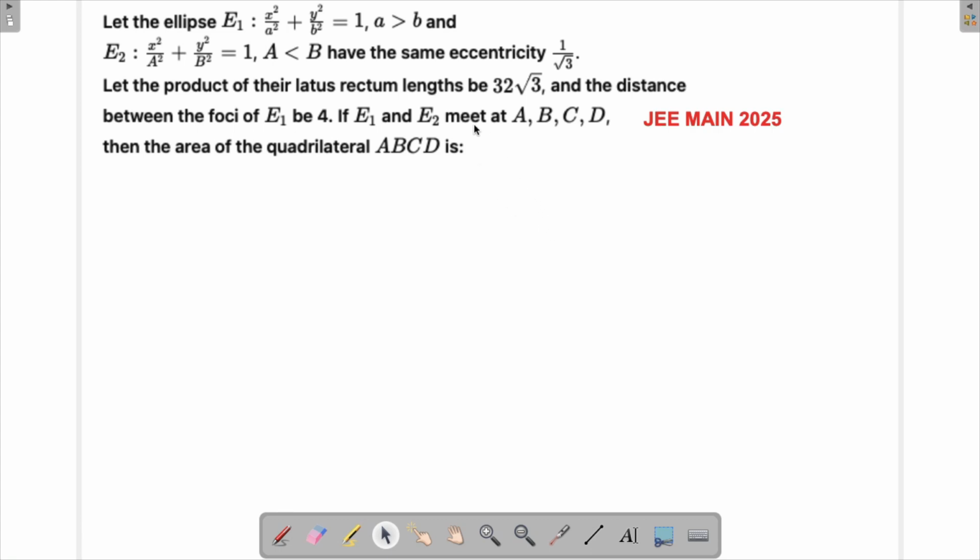So basically, there are two ellipses. One has the major axis along the x-axis, which is this one. The other has the major axis along the y-axis, which is this one. They both have the same eccentricity, and they cut each other because they have the same center. So now they will be forming a quadrilateral. We have to find the area of that quadrilateral, right?